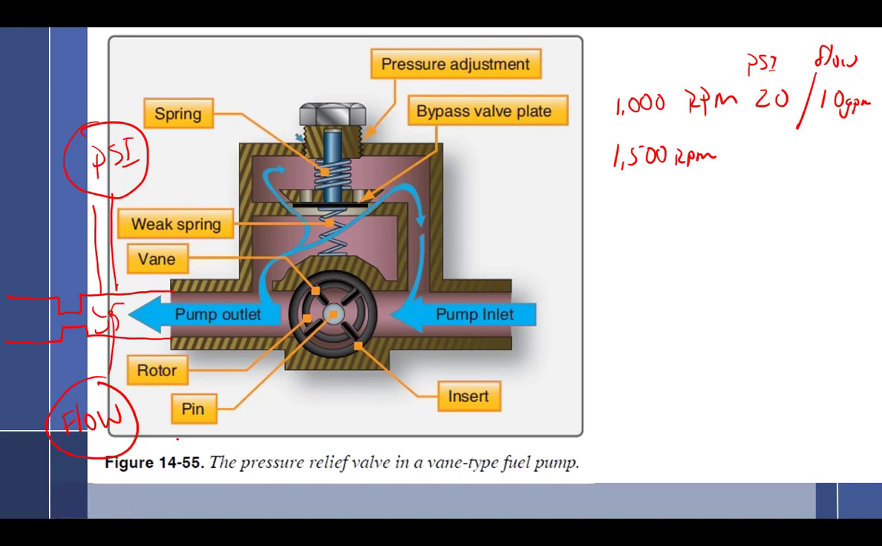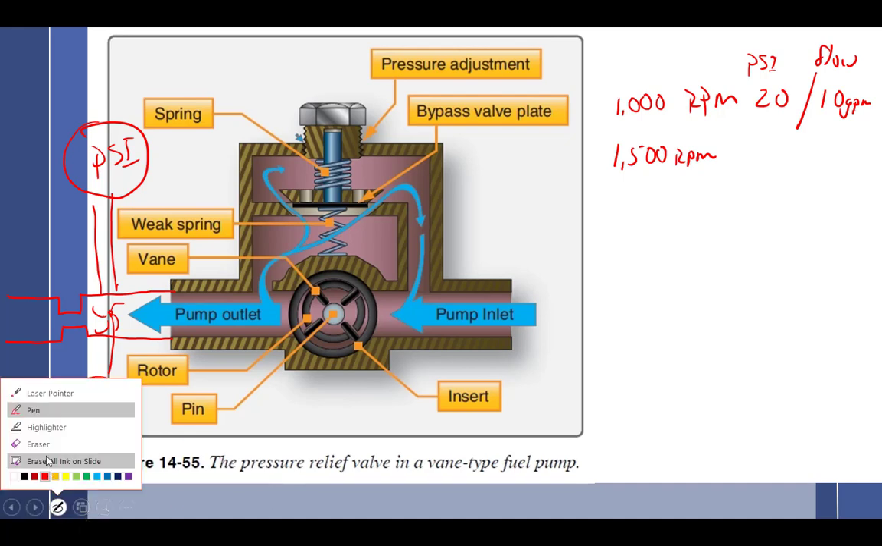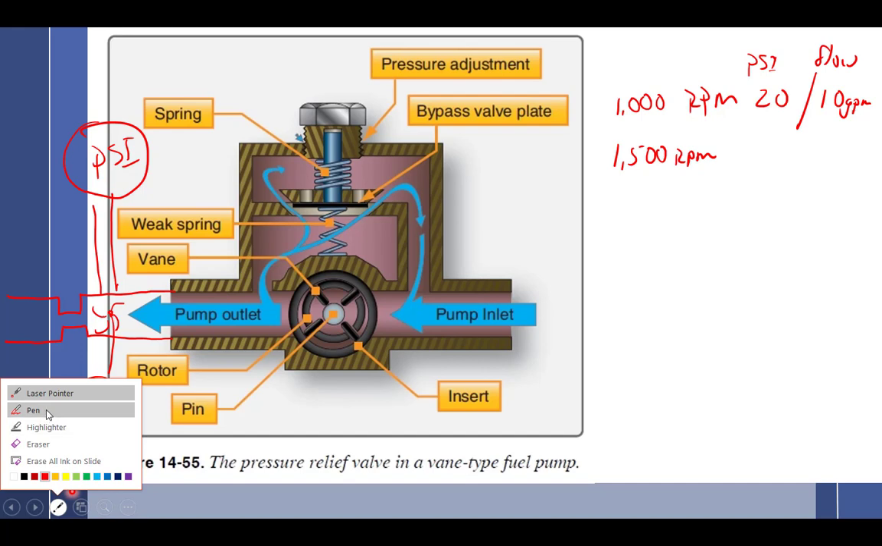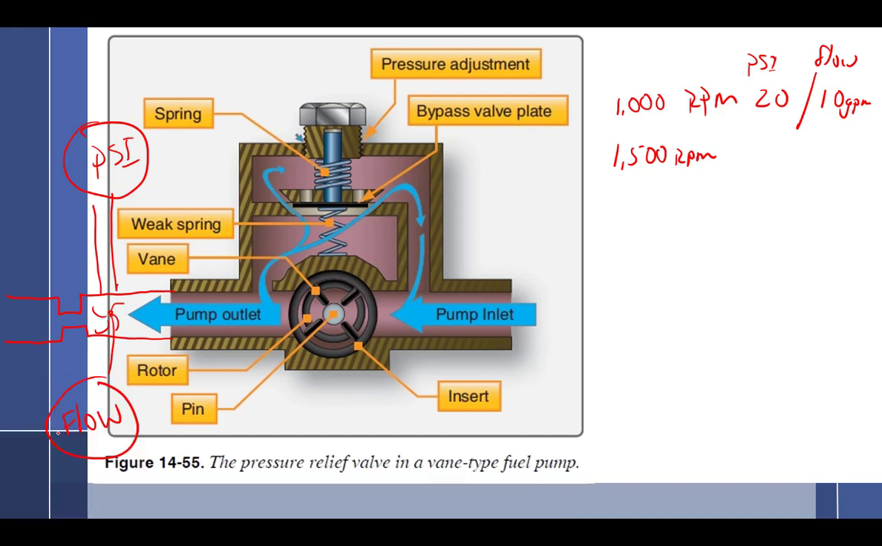Sorry, we've got to go backwards. All right, so the pump is putting out more volume in this area. So what is my PSI here going to go to? Increase, 25, 21, 30, 25, 30.